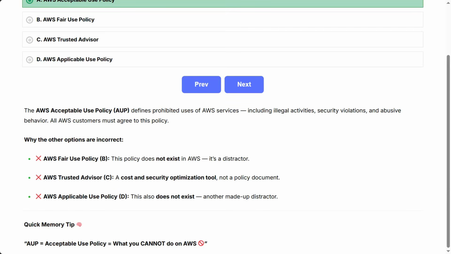AWS Fair Use Policy, B. This policy does not exist in AWS. It's a distractor. AWS Trusted Advisor, C. A cost and security optimization tool, not a policy document. AWS Applicable Use Policy, D. This also does not exist, another made-up distractor. Quick memory tip: AUP, Acceptable Use Policy, what you cannot do on AWS.